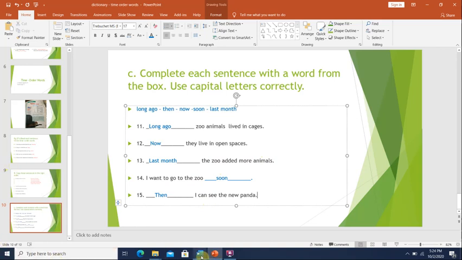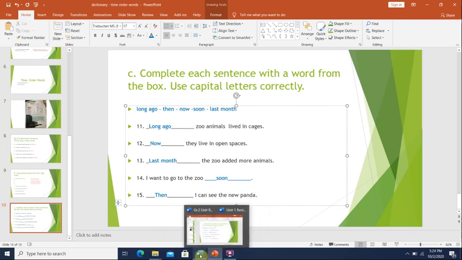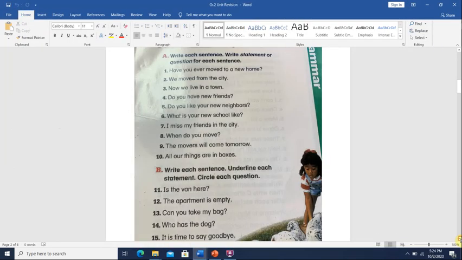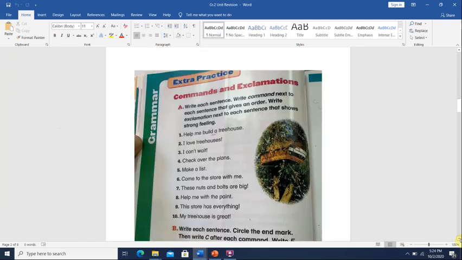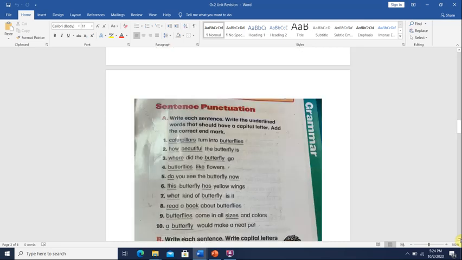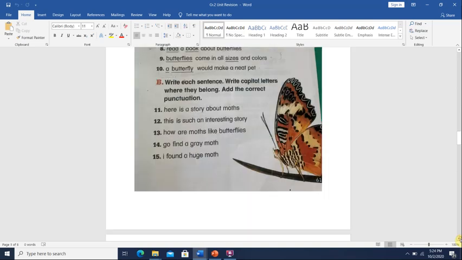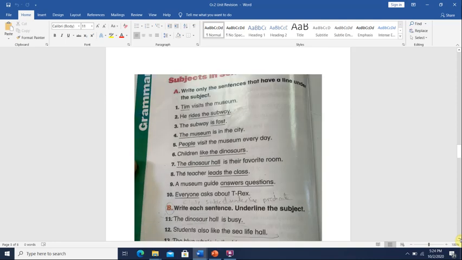Okay. So for our second session, we did unit revision. We did unit revision, page 62 and 63. Let me look for them. Where is 62? Okay. Here it says on page 62, write only the sentences that have a line under the subject.